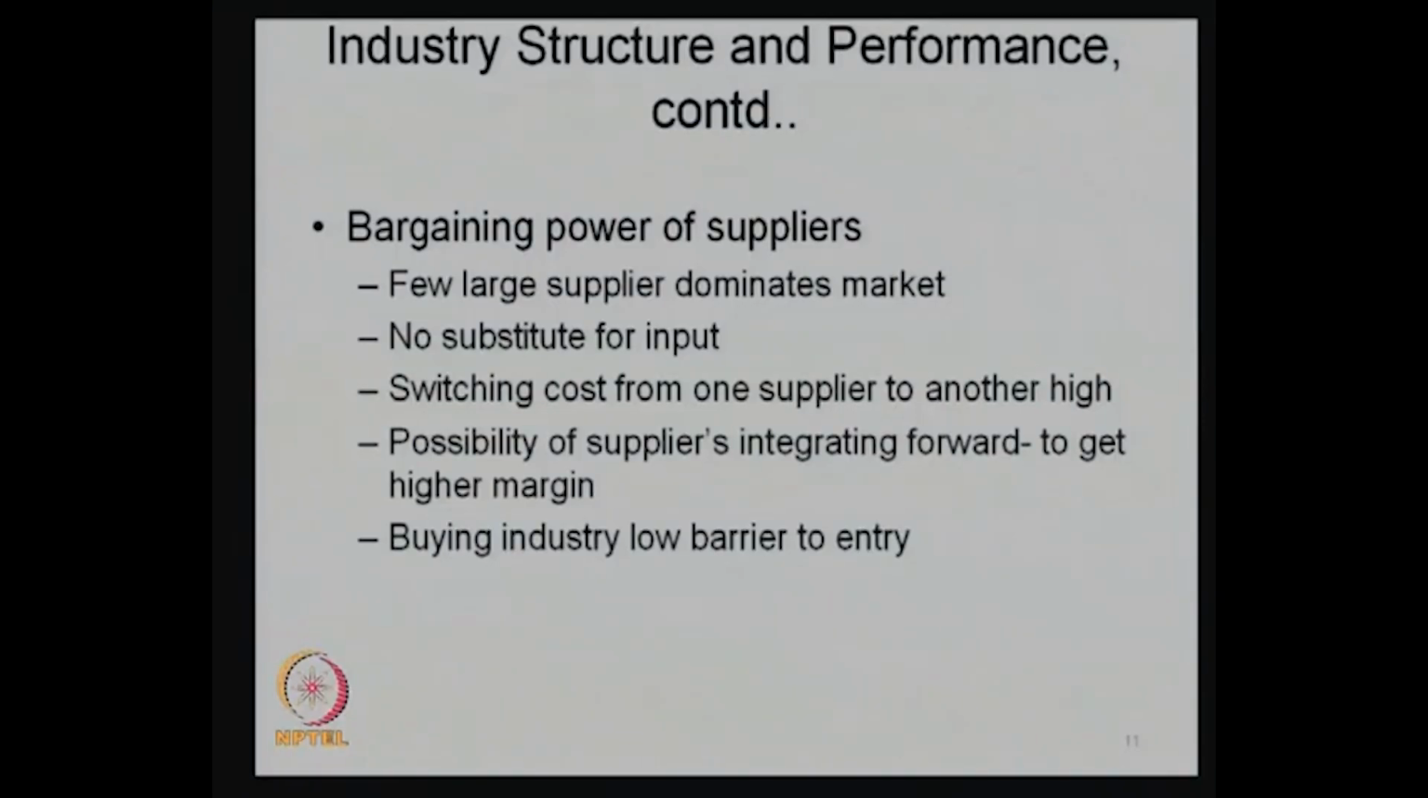Then the buying industry could have a low barrier to entry. If the buying industry has a low barrier to enter the market, that is also going to be a disadvantage for the suppliers, or for the existing industry. The moment they have a low barrier, obviously they will enter the market and force very high competition, huge competition in the market as such.